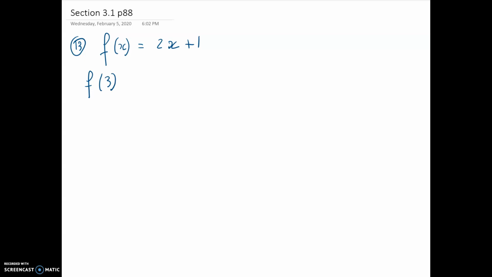I'd like to remind you, what does that mean, f of 3? It means, what is the value of my function when x equals 3? Meaning that I need to substitute x by 3 into the expression of my function. So therefore, I'm going to end up with 2 times 3 plus 1. And so f of 3 equals 7.